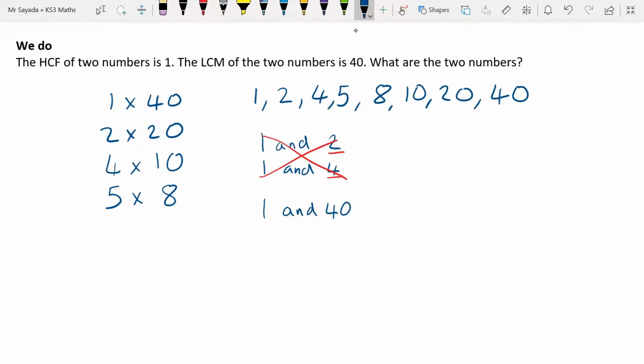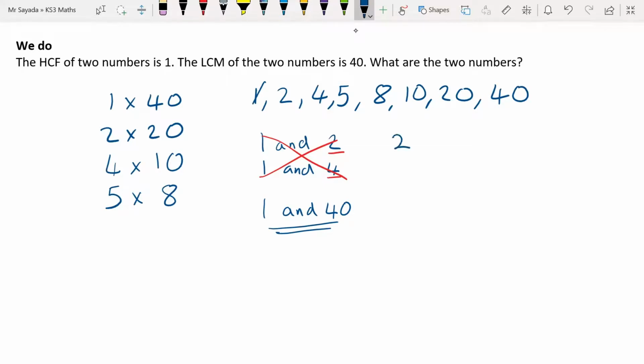So the highest common factor of 1 and 40 is 1. The lowest common multiple is going to be 40. So that's one possible answer. So I've dealt with 1. Now I've got all these other numbers, 2, 4, 5, 8, 10, 20, and 40. So I need to find combinations which have a lowest common multiple of 40 and a highest common factor of 1. Now, if they have a highest common factor of 1, they can't share any other factors. So I'm going to write down all combinations which don't share any other factors apart from 1.